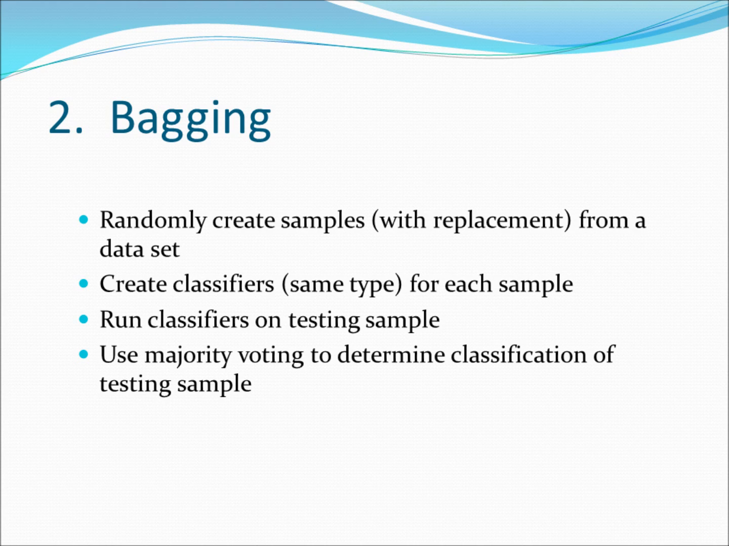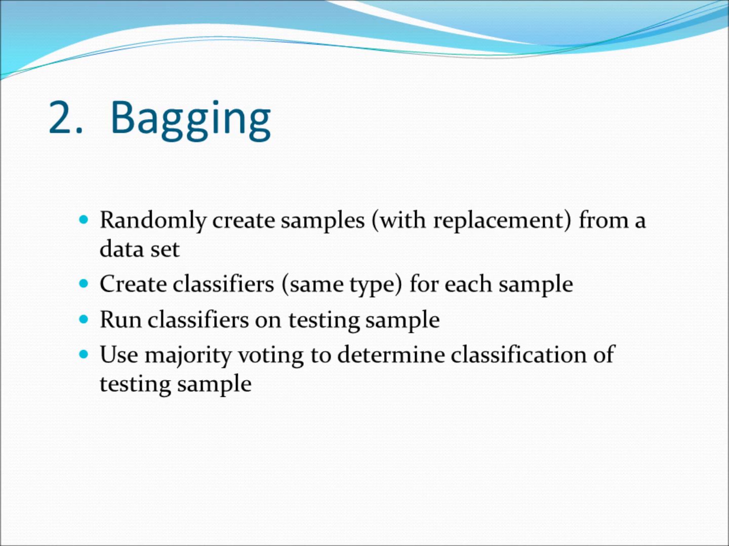So the idea is pretty simple. Randomly create samples. This is the key. It's what's called bagging, with replacement. You want to put it back. And then you form a data set for the training and also for testing. And then you create the classifier.